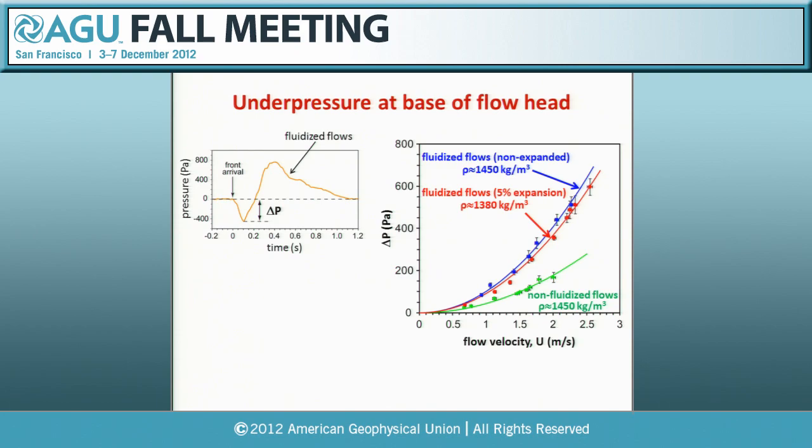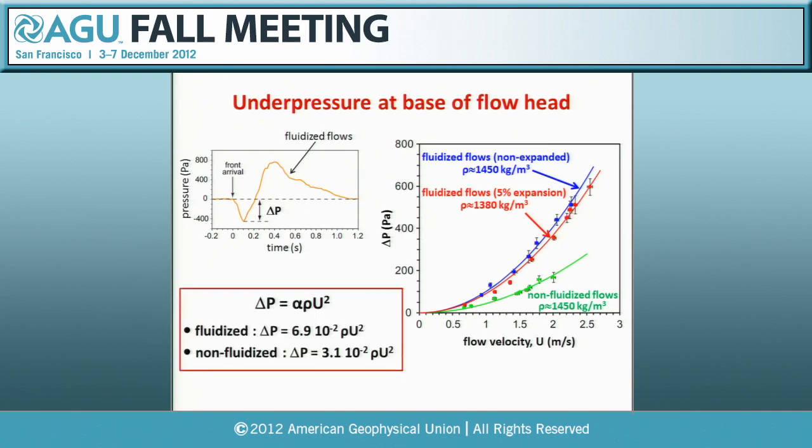So this graph shows the underpressure, delta P, as a function of the flow front velocity for both non-fluidized flows and initially fluidized flows. In that case, the flows were either non-expanded or were slightly expanded by an amount of only 5%. And these data show that this underpressure has the dimension of a dynamic pressure, as it is proportional to the square of the front velocity. It also depends on the bulk density of the flow, and we can determine an empirical constant alpha. So for a given velocity U, the underpressure generated by the fluidized flows is about twice that generated by the non-fluidized flows, which could be due to the different physics of both types of flows.